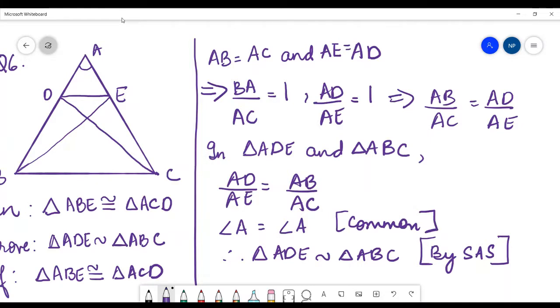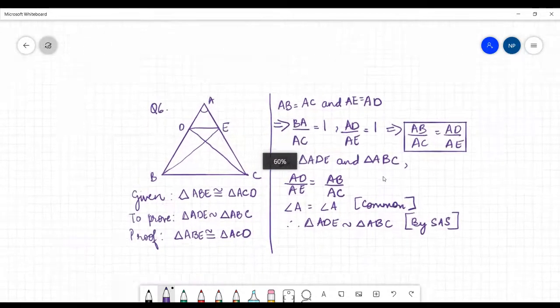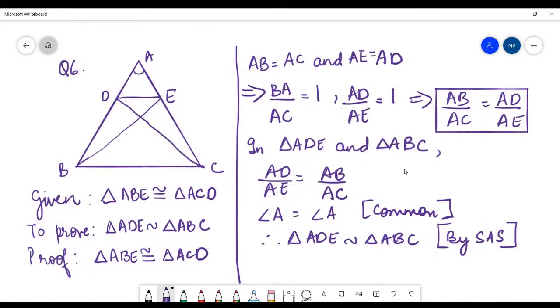In the side angle side criterion, the statement says that if one angle of a triangle is equal to one angle of the other triangle and the sides including these angles are proportional, then the two triangles are similar. So here we have proved that the sides are in proportion, and one angle is equal to the other, that means angle A is common, so they are naturally equal. So by SAS the question is proved. This is your complete solution. Let us move on to the next question.